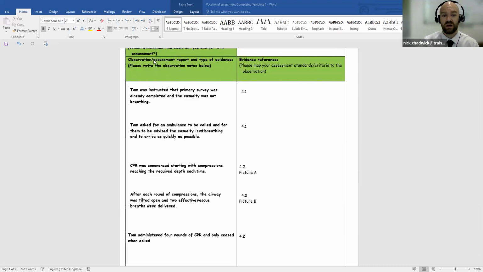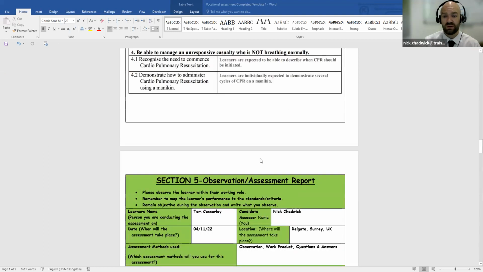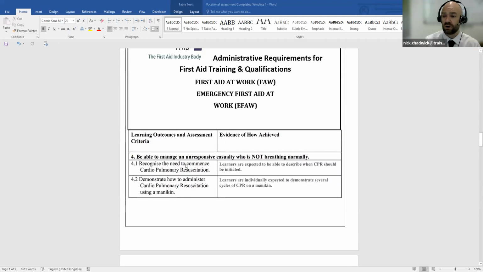So as we can see here, we have the observation report on the left-hand side. This is where I'll have a clipboard and pen, and I will write down my notes on what I saw from the observation. On the right-hand side, we have the evidence reference as well. So once again, please do map what you are observing to your criteria. You are going to be observing your learner against a set of standards or criteria. So that's very important that you do that as well.